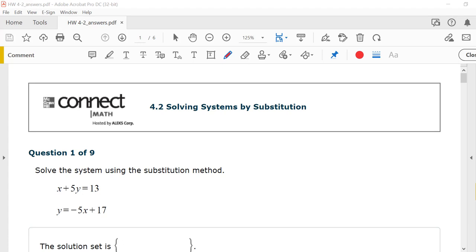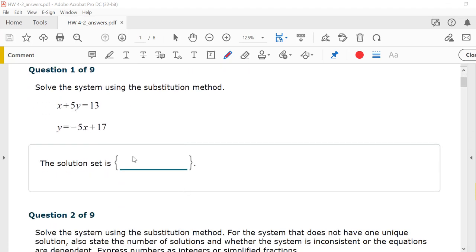Section 4.2, Solving Systems by Substitution. Question 1, solve the system using the substitution method. And they give you the two linear equations for the system. Okay, to do it by substitution method, this is what y equals. Y equals negative 5x plus 17.